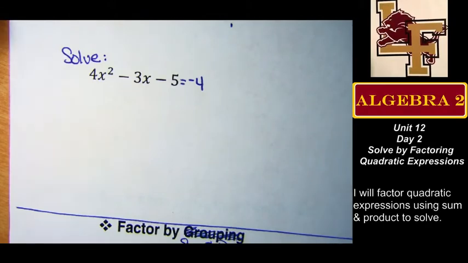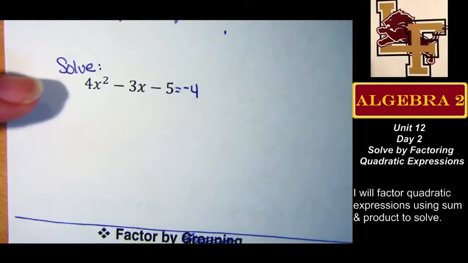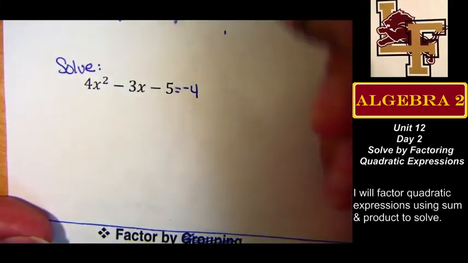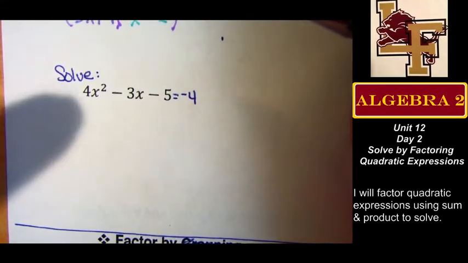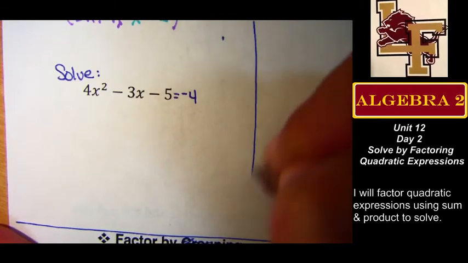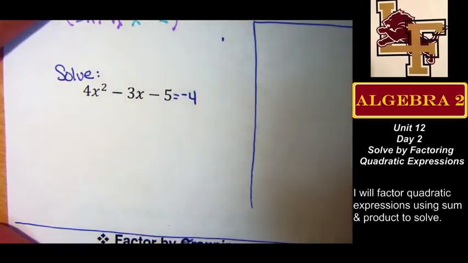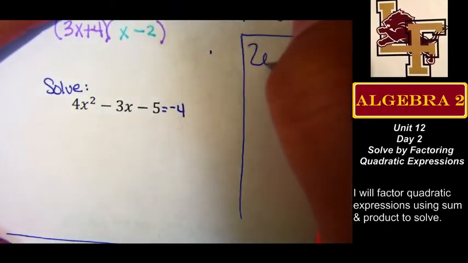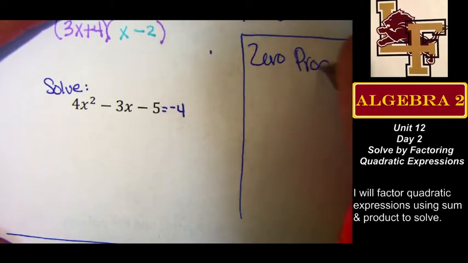Adjust your notes really quick. I added a couple things, so take a moment, adjust your notes. In order to solve these things, you have to make use of something called, and I'm going to write it here right in the very middle of our page, the zero product property.